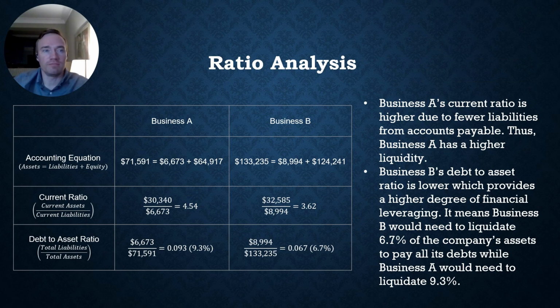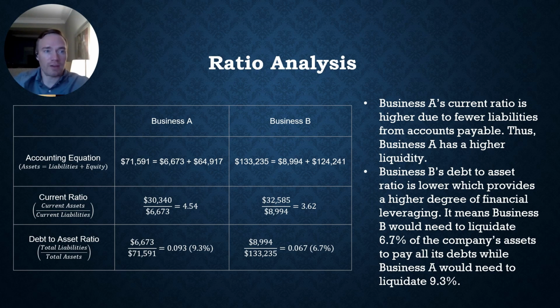Thank you, Jordan. My name is Elliot Hoke, and I will be continuing the ratio analysis, starting off with the accounting equation. As you can see from both businesses, the assets do equal the liabilities plus the equity. The key differences in these accounts is that the assets in Business A are slightly lower than found in Business B.